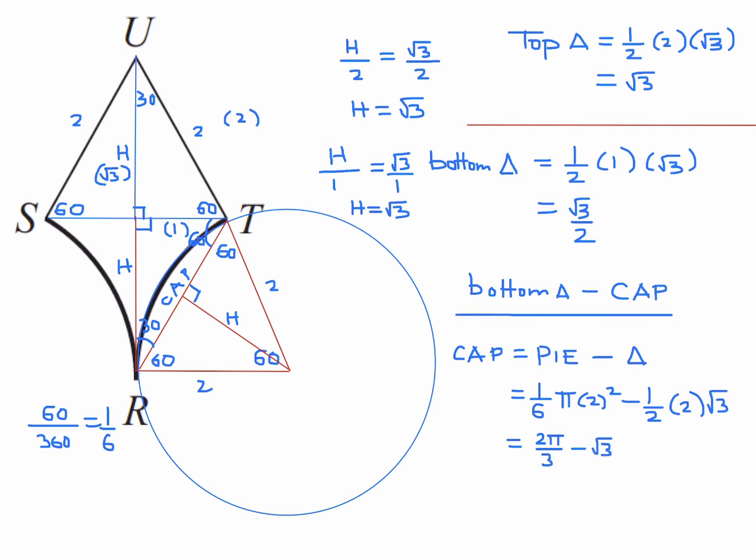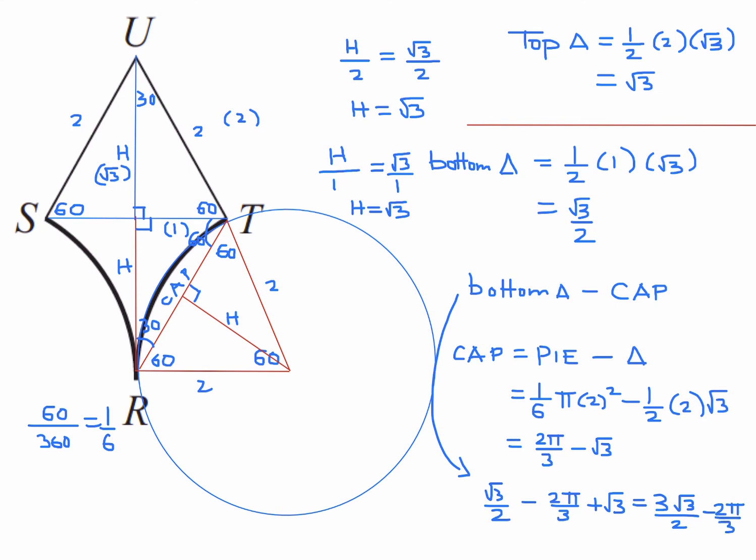So now we can figure out the bottom triangle minus the cap. The bottom triangle minus the cap is going to be √3 over 2 minus 2 pi over 3 plus √3. And that looks like 3 √3 over 2 minus 2 pi over 3.